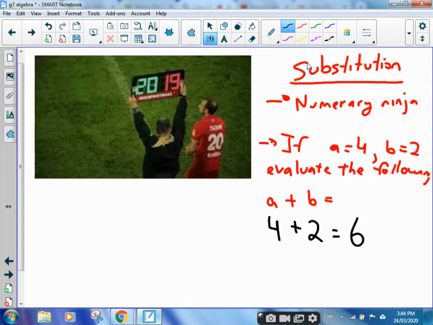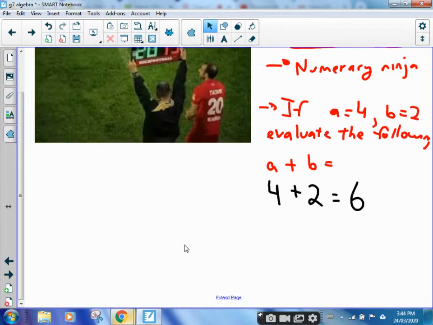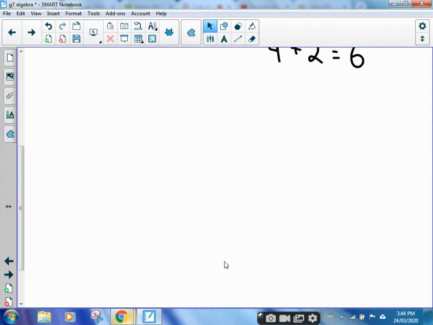So that's what substitution is. Substituting is switching out. It's having some kind of key and switching a letter for a number. And that's how we do substitution. I'm going to give you guys a worksheet so that you can practice this. You can practice going through and substituting with different numbers. Before you do that, I'm going to do one more example.